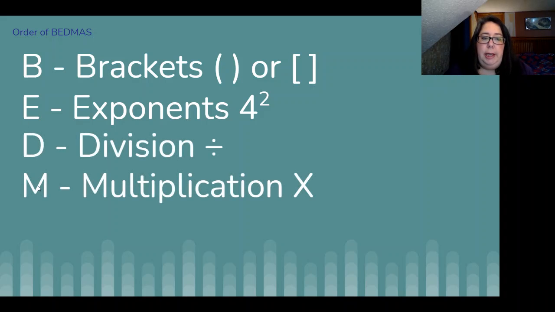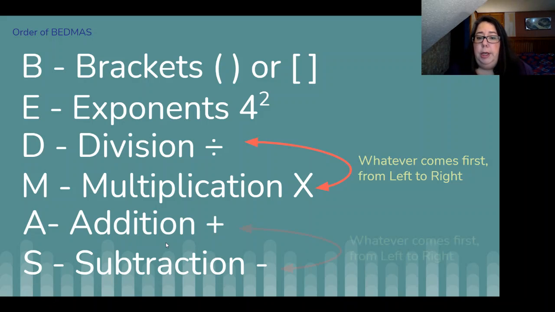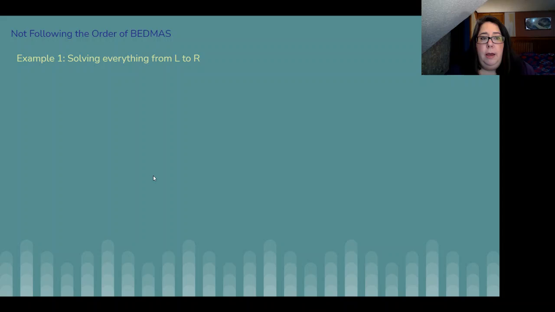Then there's the D and the M for division and multiplication, and these are grouped together because if you have both of them in the question, you're going to solve whatever comes first from left to right. And this is also true for addition and subtraction. If you have both addition and subtraction in the same problem, you need to solve whatever comes first from left to right. And so the first common error we see students make is not following the order of BEDMAS.